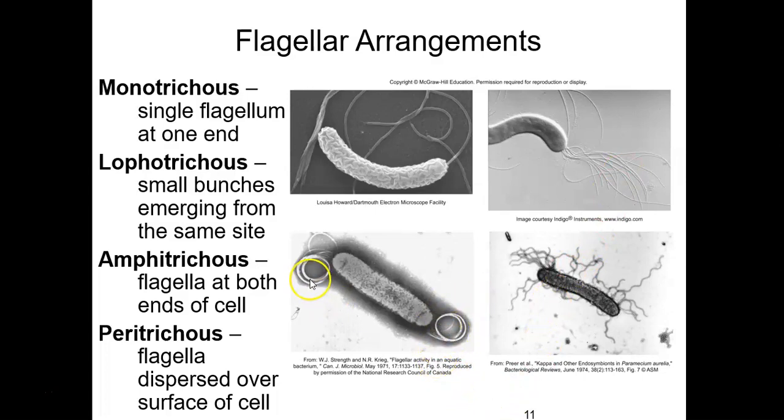Amphitrichous means that we have flagella coming from both poles of the cell. So we have it at this pole, and we also have flagella at this pole. And then peritrichous, you'll notice that the entire surface of this cell is covered with flagella. We have it at the poles, but also along the outer external layer of the cell. As you go forward, I want you to think about which of these arrangements you think would be most productive for bacterial movement. If people put this as a topic in the discussion board, feel free to comment and let us know what you think.